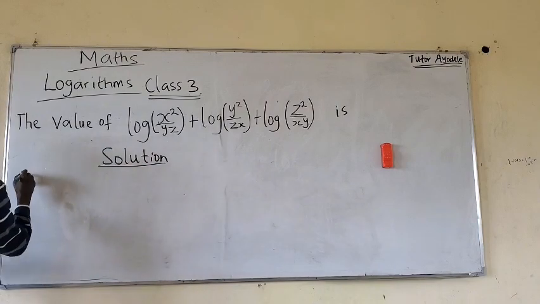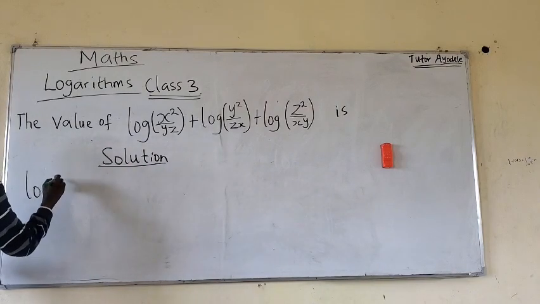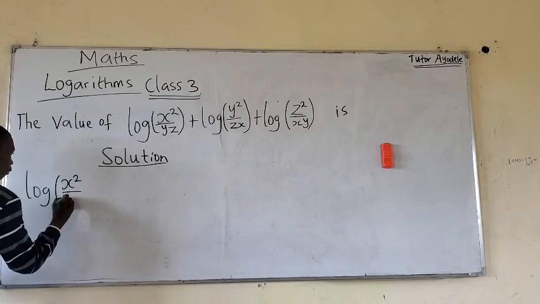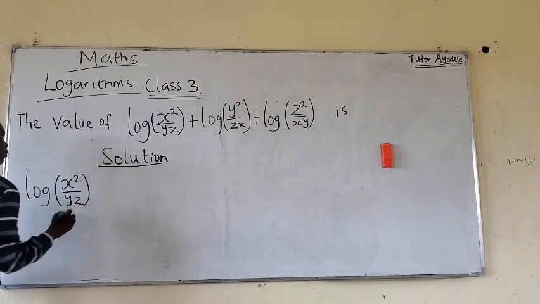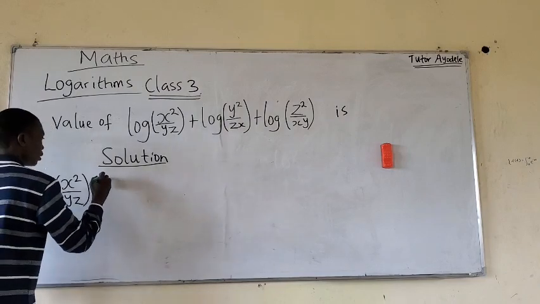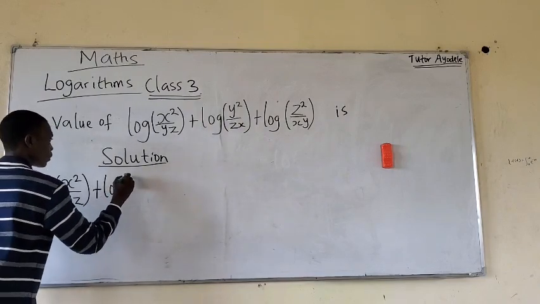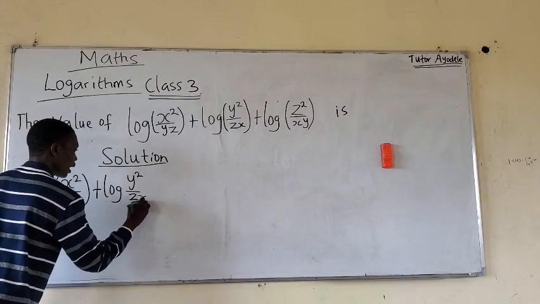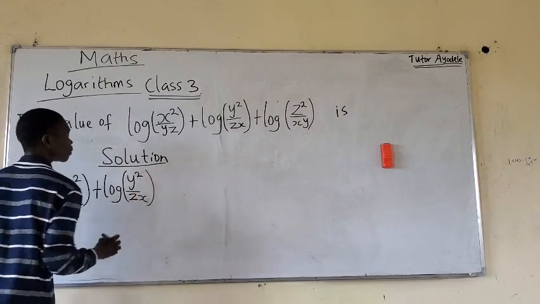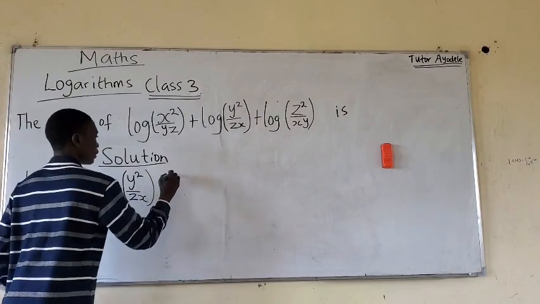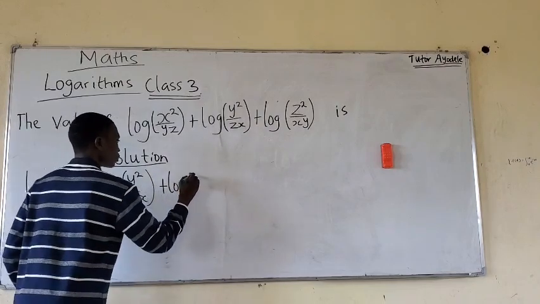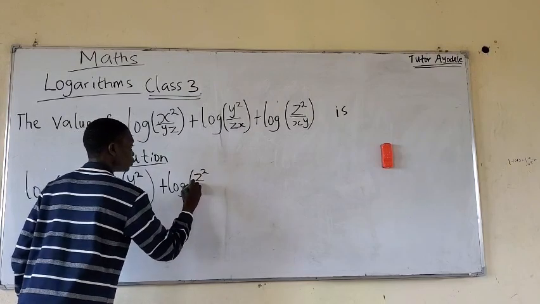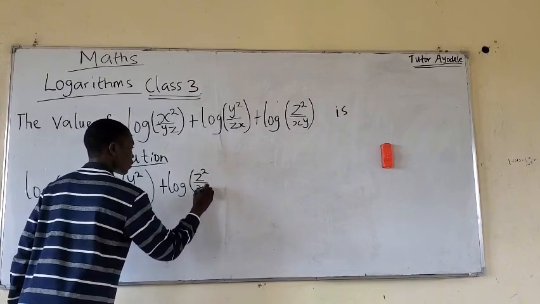Okay, we have log(x^2/yz) plus log(y^2/zx) plus log(z^2/xy).